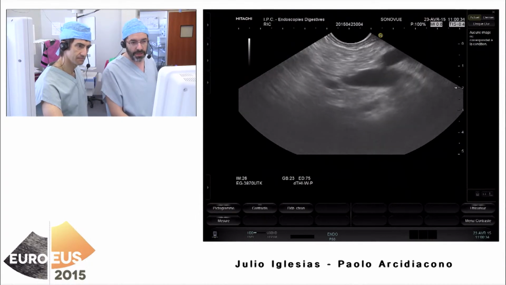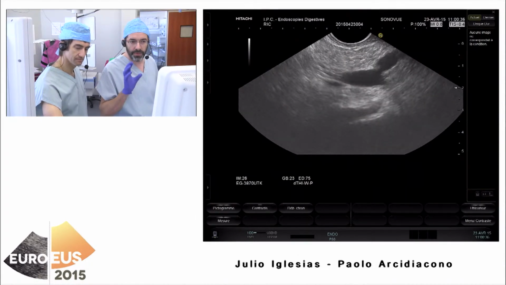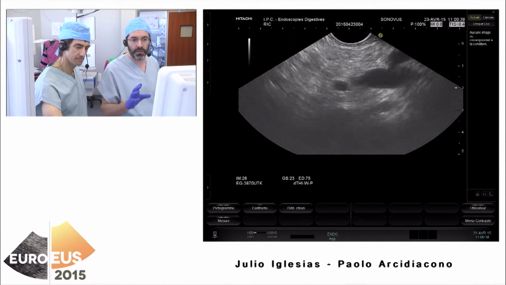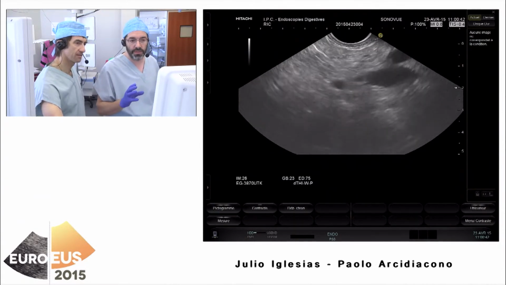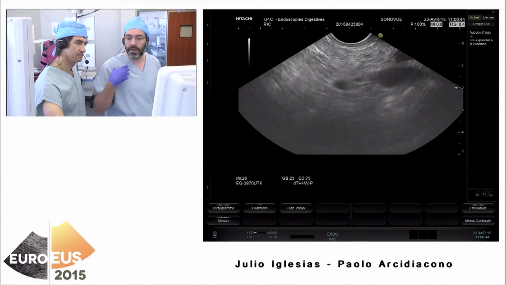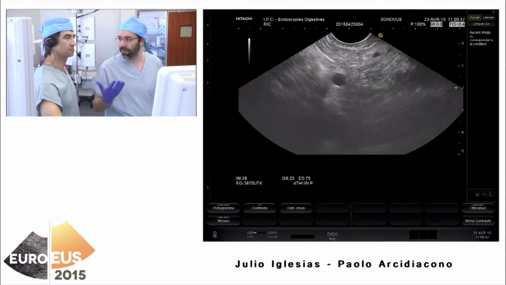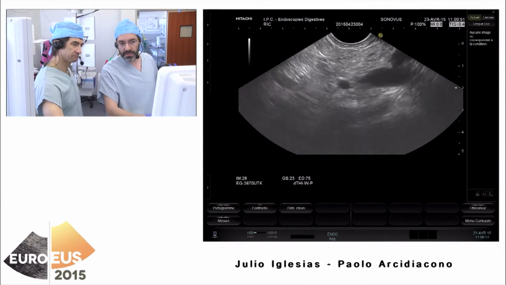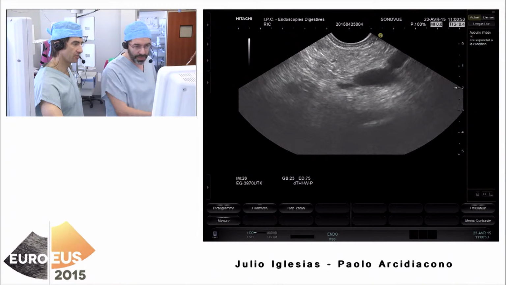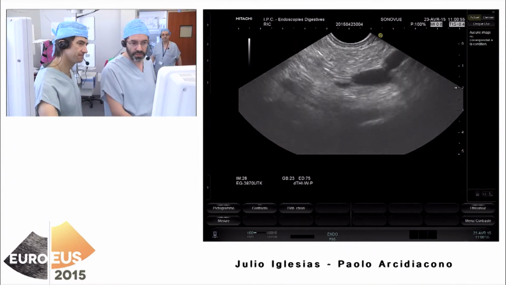But you can see here, whenever we want to evaluate a cystic lesion, it's very important to take a look at the parenchyma of the pancreas because it's very important for the differential diagnosis. Because if you find data that may be related to chronic pancreatitis, that can give you some other options. But in this case, the pancreas is almost normal, mainly for the age of the patient.